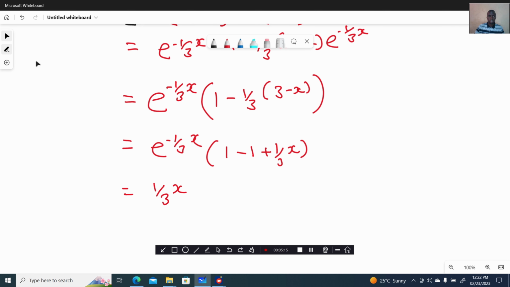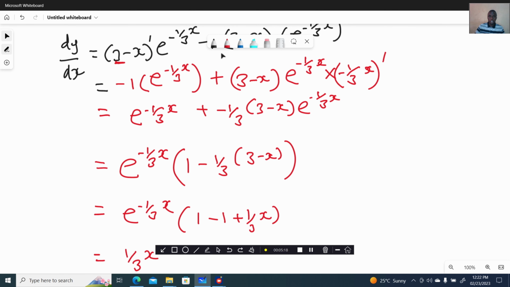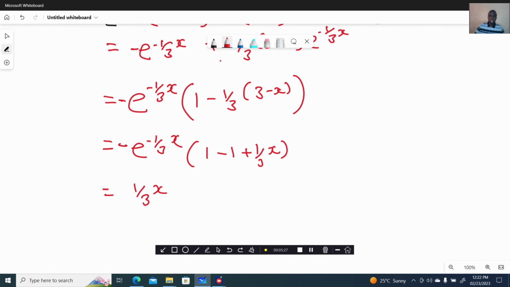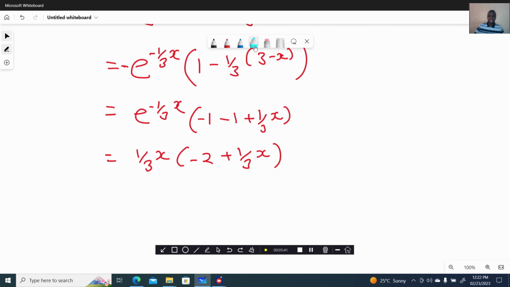Okay, just a minute. There's something that we omitted somewhere. This is a minus, negative, so we should ensure that we carry it forward. So you're going to have minus 2, then plus 1 over 3 x. So what are you going to have as your answer? This is e to the power of negative 1 over 3 x, times negative 2 plus 1 over 3 x. Okay, you can leave your answer like this. I think this one is in the simplified form.